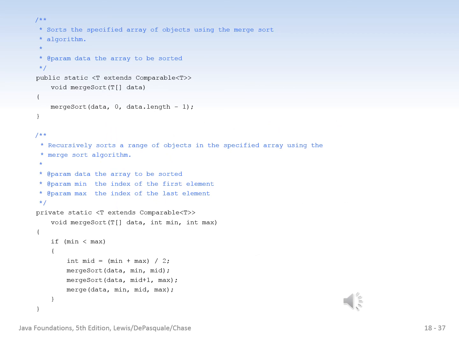Here we have the beginning of the merge sort method, and you can see the main structure of this. If min is less than max, so as long as there's more than one element in the sublist, it will continue to recursively call. Min and max will be the same when you get to one element.